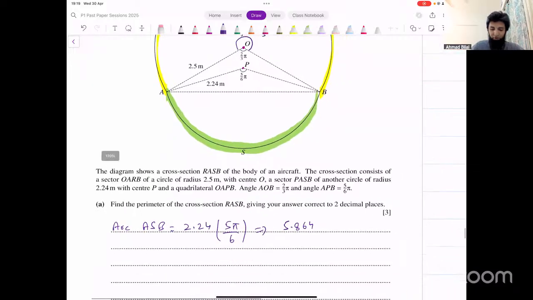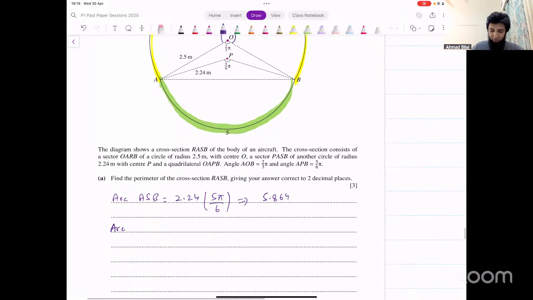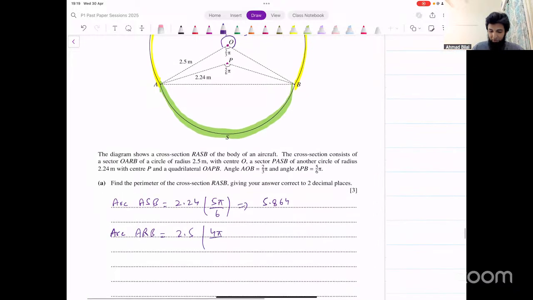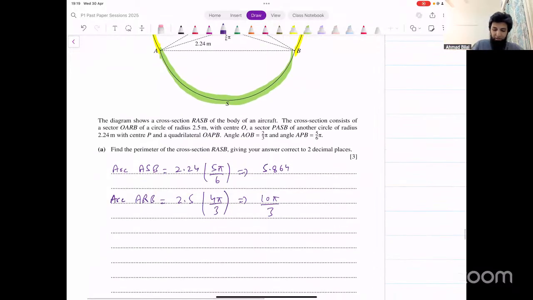Radius is 2.5. Let's find that arc length, arc ARB now. That's the bigger arc. Radius is 2.5 and the angle is 4 pi over 3. And that should give you 10.472, or 10 pi over 3. That's the other length that we get. We can find the complete perimeter now. Just add these two up and you get the final answer.